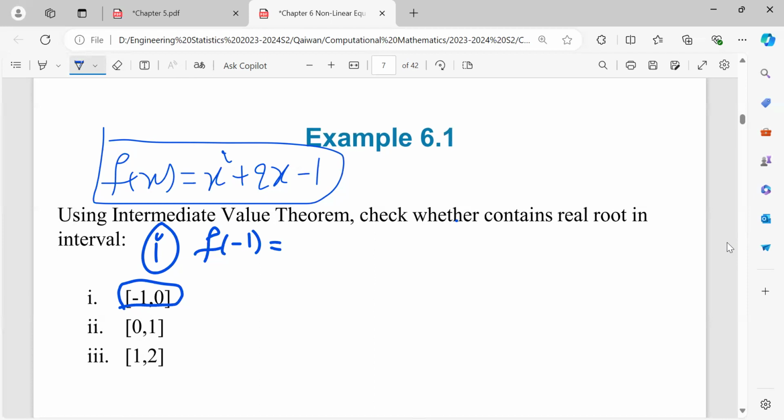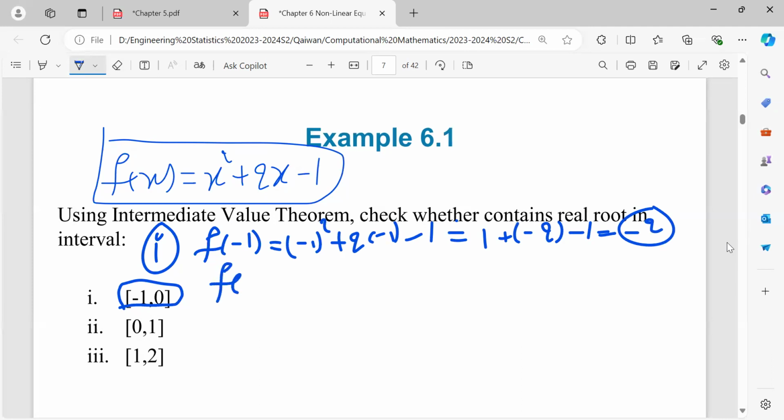f of -1 is -1 squared plus 2 times -1 minus 1. -1 squared is 1, plus 2 times -1 is -2, then minus 1, which is -2. This is f of -1. How about f of 0? If you replace x by 0, you get 0 plus 0 minus 1, which is -1.